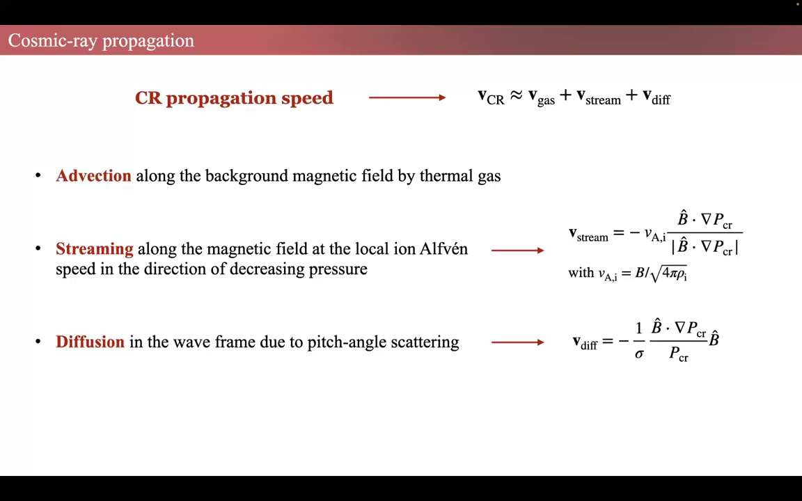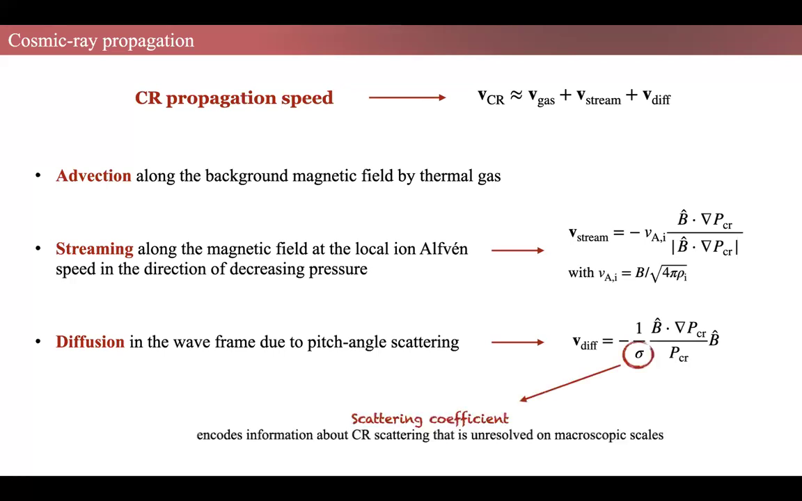Now, in galaxy scale simulations, this process of cosmic ray wave interaction cannot be resolved. So cosmic ray diffusion is generally parameterized by this coefficient sigma. It is called the scattering coefficient, but is generally assumed to be constant.